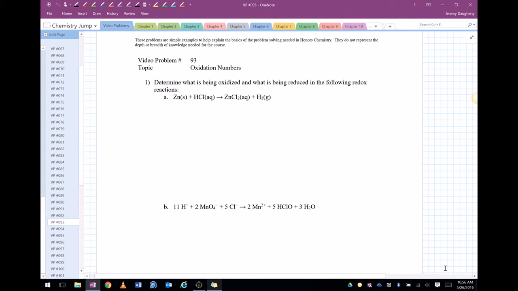Video problem 93, oxidation numbers. Determine what is being oxidized and what is being reduced in the following redox reactions. Well, what we want to do is assign oxidation states, and then from that we can figure out what's being oxidized, what's being reduced.